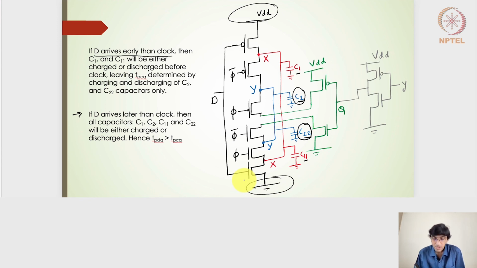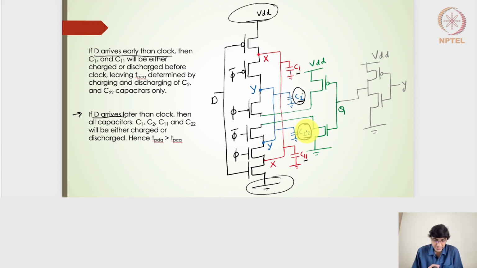And that is when all the charge in C2, C1, C22 and C11 will either be discharged completely to the ground or charged to VDD. So when D arrives later than the clock, all the capacitors will be either charged or discharged, and hence for the delay from D to Q, we have to account for all the capacitances here. Whereas for determining the clock to Q, only C2 and C22 are accountable. C1 and C11 have already been completely discharged or charged.